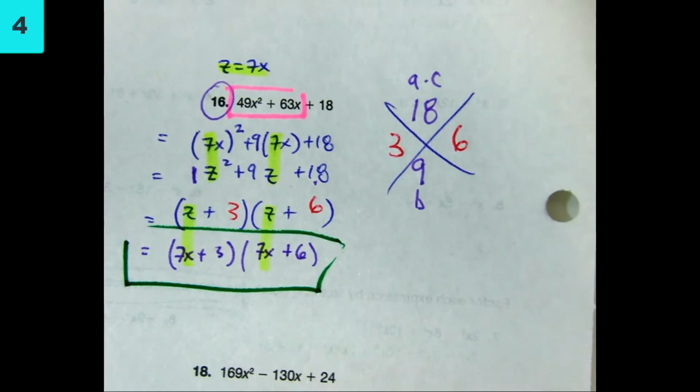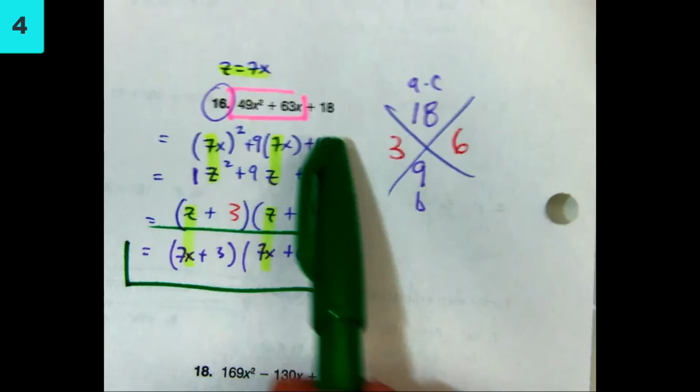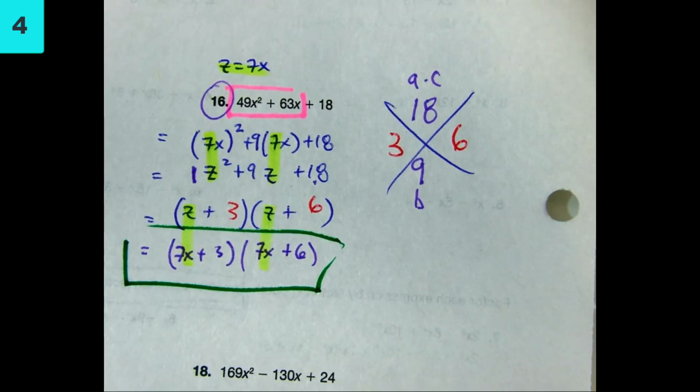We use factoring by chunking. Now, do you think you would want to try that without that? 18 times 49, and you have to list out all the factors. You probably could, probably wouldn't be fun.